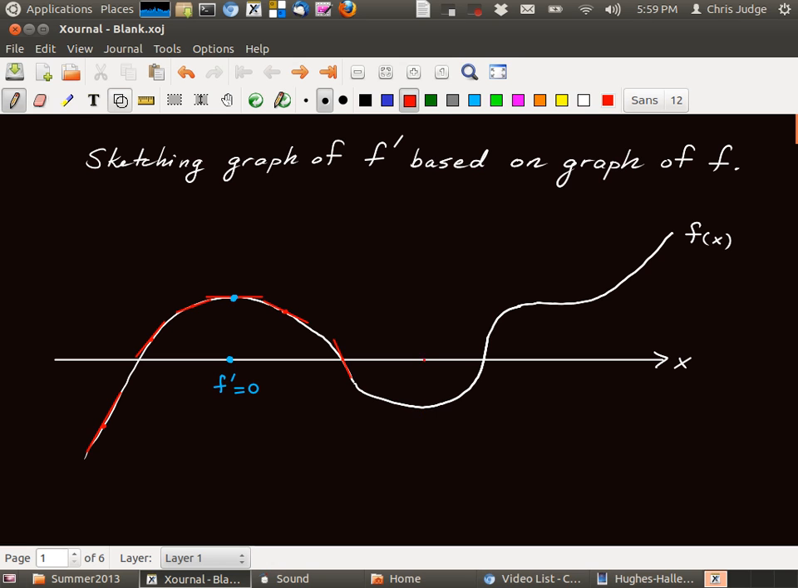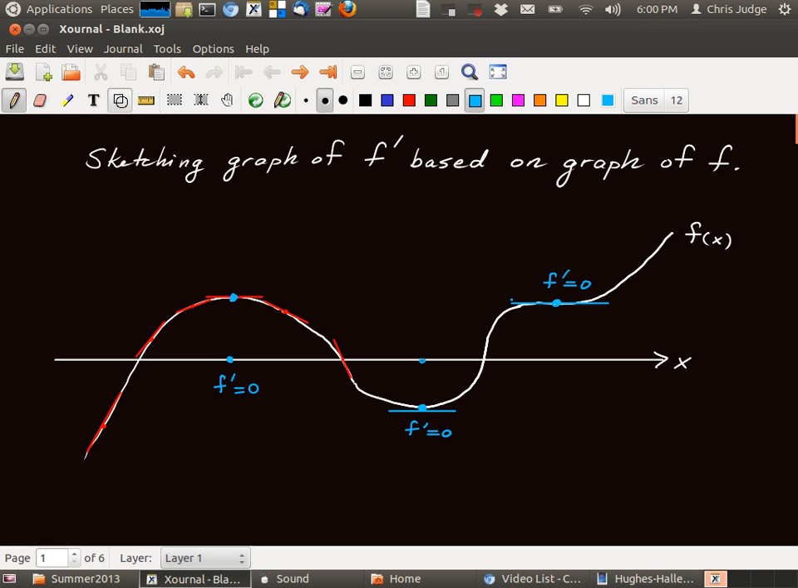On the other hand, is f prime 0 here? Yes. This is the place where we get a horizontal tangent line, so the slope of that line is 0. So in fact, f prime is 0 here. The next place where f prime is 0 is up here. We have a horizontal tangent line. The derivative is 0. So in this graph, it looks like we have just 3 points where the derivative is 0. This point, this point, this point.